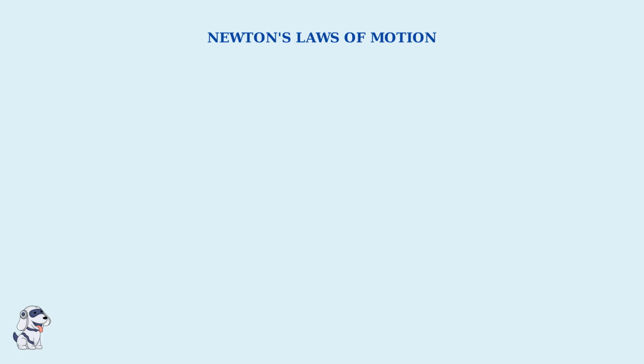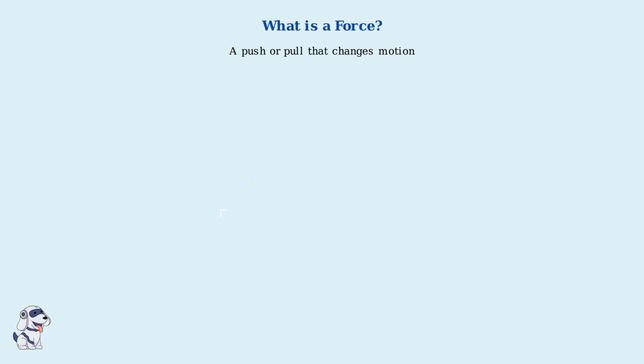Now we move to Newton's laws of motion, which form the foundation of classical mechanics. These three laws explain how forces affect the motion of objects. Before we explore the laws, we must understand what a force is. A force is a push or pull that can change an object's motion. Forces have both magnitude and direction, making them vector quantities.